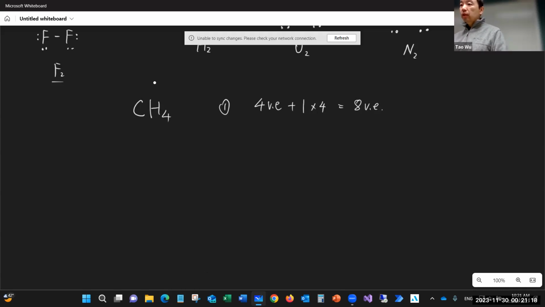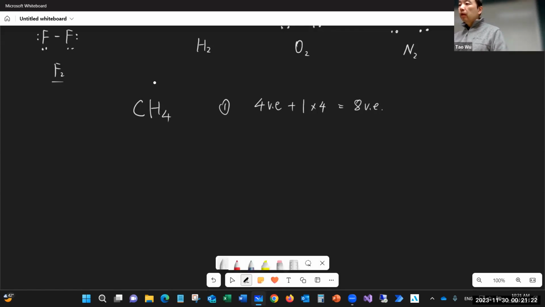Then what are you going to do? If this has 8, that means you need to assign 8 dots around it. Then you find which one is the central atom and which is the side atom. The central atom is right in the middle, and the side atoms, the hydrogens, are on the side.